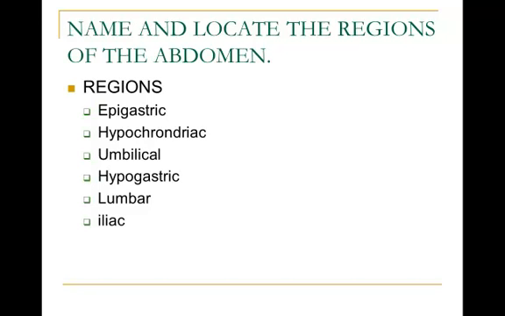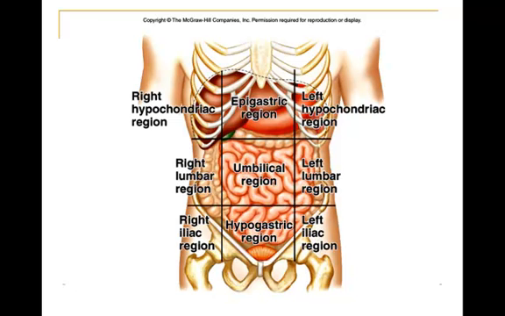So we can either divide the body into, I'm going to go to the next picture, a tic-tac-toe board to give regions. So a couple of things to remember. Hypo means below, okay? So if you are hypovolemic, you have low water on board. Hypo, below, okay? Epi, above, okay? And those will help you sort of see those.